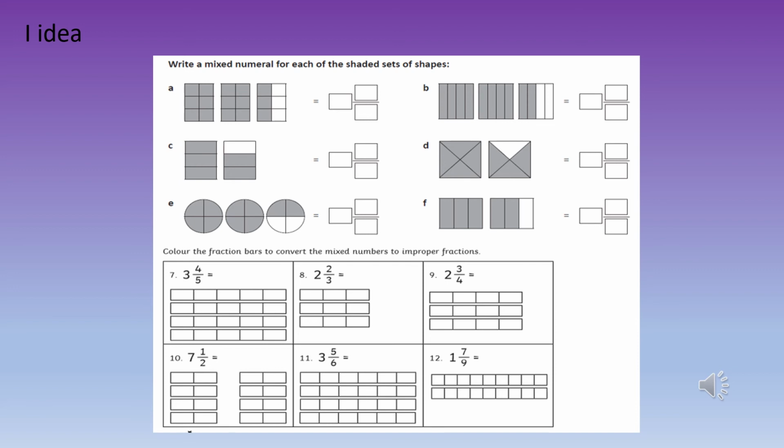So we've come to the end of our video today, but you do have some tasks in your home learning pack. If you're working at one idea, for the first part you need to write a mixed number fraction of each of the shaded sets of shapes. So if we look at A, you can see that 2 wholes are all shaded, giving you the whole number of 2. And in the last shape, you can see that there's 3 squares shaded out of 6. So your answer would be 2 and 3/6. For the second half of this task, you need to look at the fraction and then colour the diagrams to show the mixed number fraction and the improper fraction.